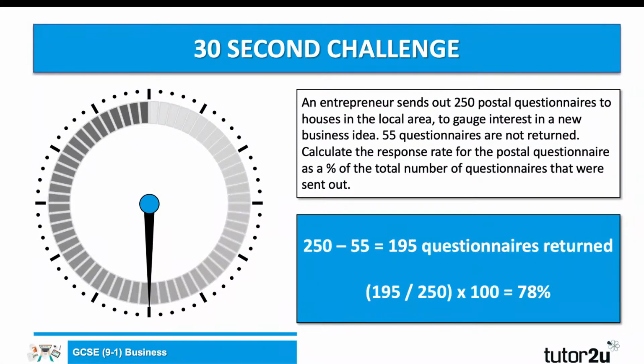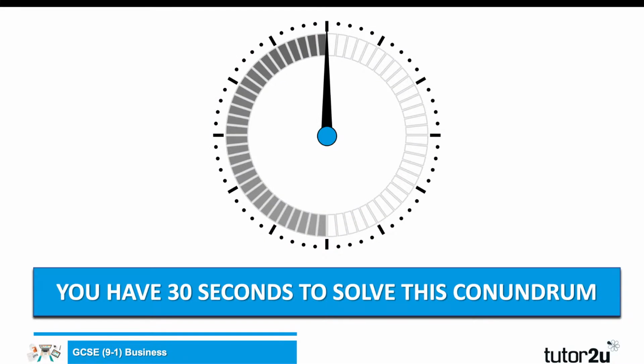Remember, when you're working with numbers, when you're doing calculations, it's important to show your workings. It's important to show how you got to that final answer, because even if you get that final answer wrong, you might still pick up a mark or two in exam questions. Let's finish with one more conundrum. So one more conundrum for you. 30 seconds on this one. Give it your best shot.